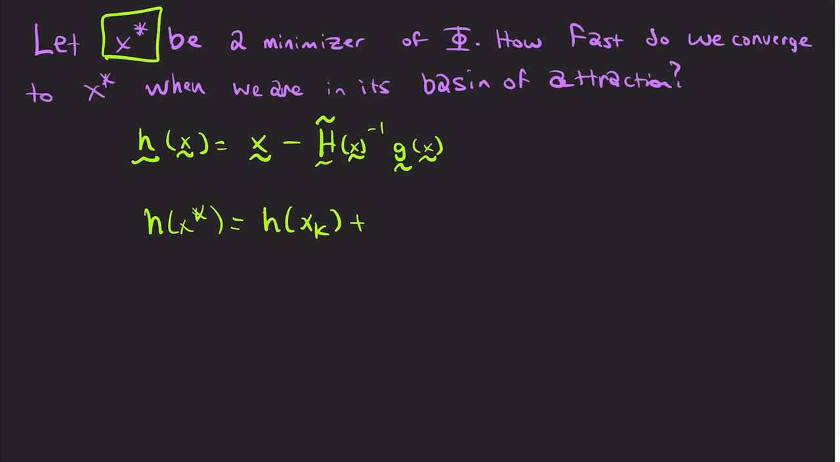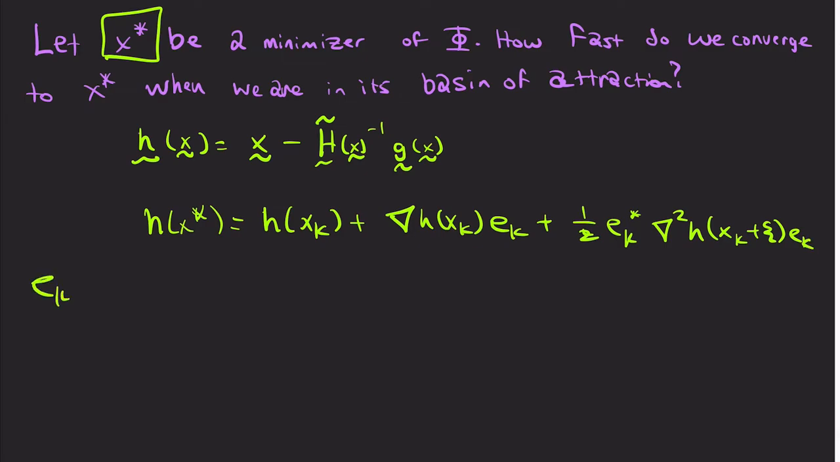Well, this will be h at our kth iterate plus the gradient of h at the kth iterate times ek, plus 1/2 ek star, sorry, ek star times the Hessian of lowercase h at xk plus c ek, where ek is x star minus xk.